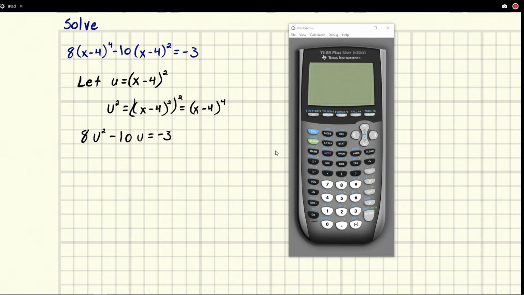So this is what we can do. Now, I did the u sub first. You can move the 3 over and then do the u sub. It doesn't matter.